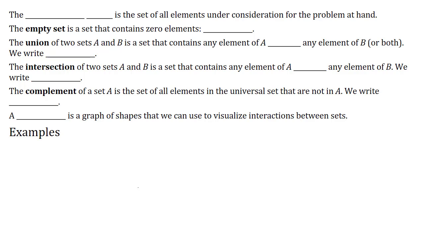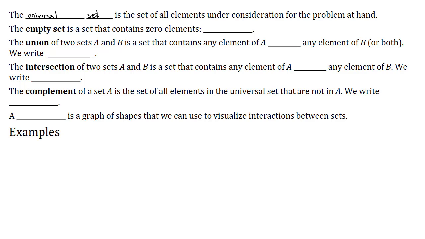In talking about sets, we often want to do operations with sets. And to do operations with sets, we need a little bit more vocabulary. First, we're going to talk about this thing called the universal set. It is the set of all the elements under consideration.